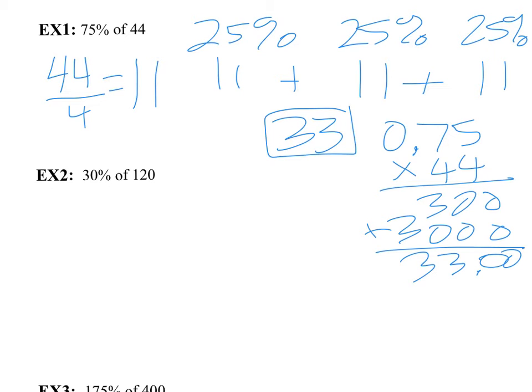Now in example 2, 30% of 120. So I can also use a decimal format here as well. I can go 0.30 and I can times that by 120. And that would end up giving me the value of 36.